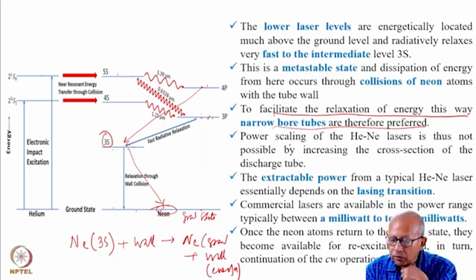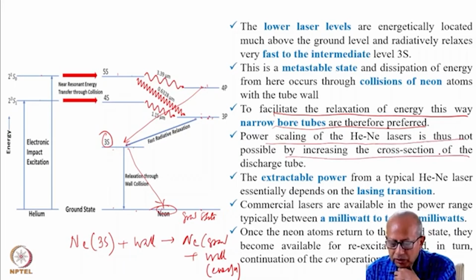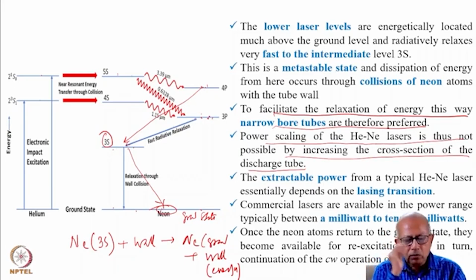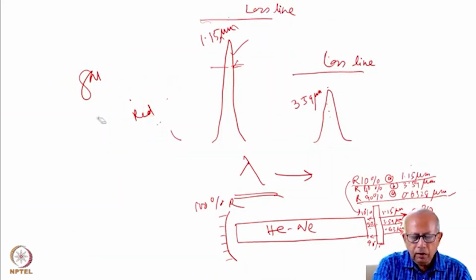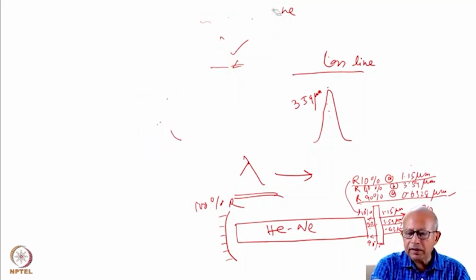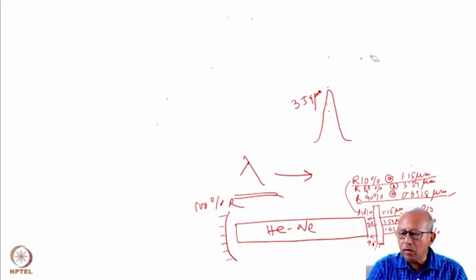So therefore, you see, the power scaling of the helium neon laser is not possible by increasing the cross section of the discharge tube. Okay, let me mention here how, for a gas laser, power scaling is possible. If you have to increase the power of the gas laser, how do you do it? The best way to do it is to increase the operating pressure.